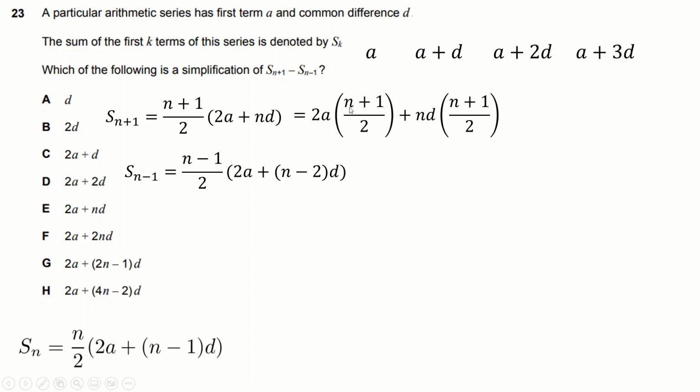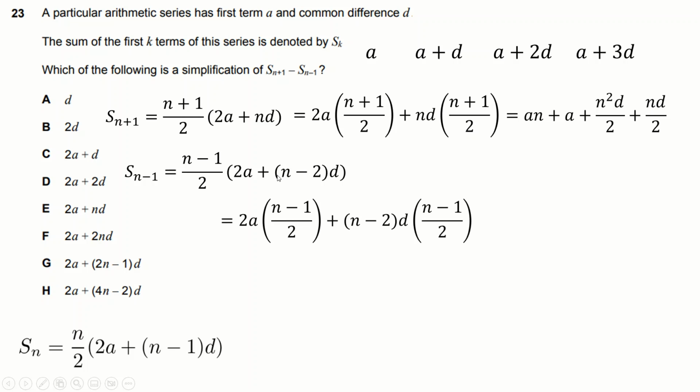The 2's cancel, and then you can multiply to make a plus what a, and then again the 2's don't cancel here, but this makes n squared d over 2, and then nd over 2. This one here is a little bit more complicated, because this is actually a double bracket you have to expand essentially. This goes into each one like this, and then this is nice and simple, the 2's cancel and you get the same thing you did over here.